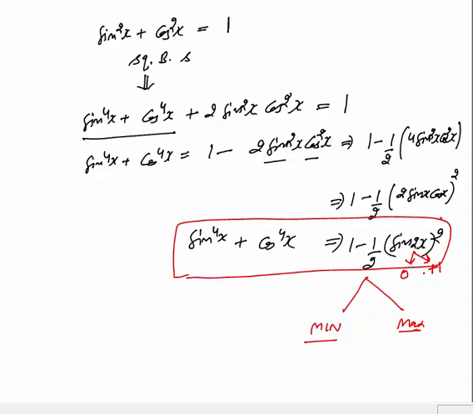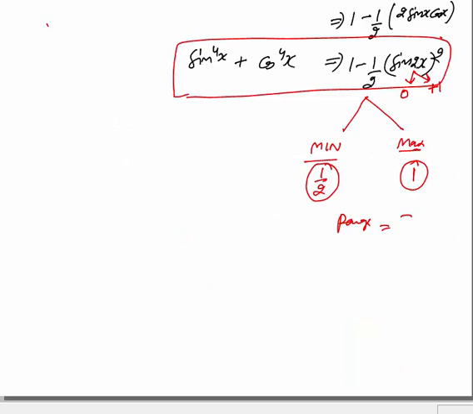So put sine 2x as 1. So 1 minus 1 by 2, half would be the minimum value. This I am getting after subtracting the maximum value from 1. If you subtract the minimum value, that is 0, from 1, so 1 minus 0, 1 would be the maximum value. So for the overall expression sine power 4x plus cos power 4x, the answer is 1 by 2 to 1. The range of this would be half to 1, including all the values in between.